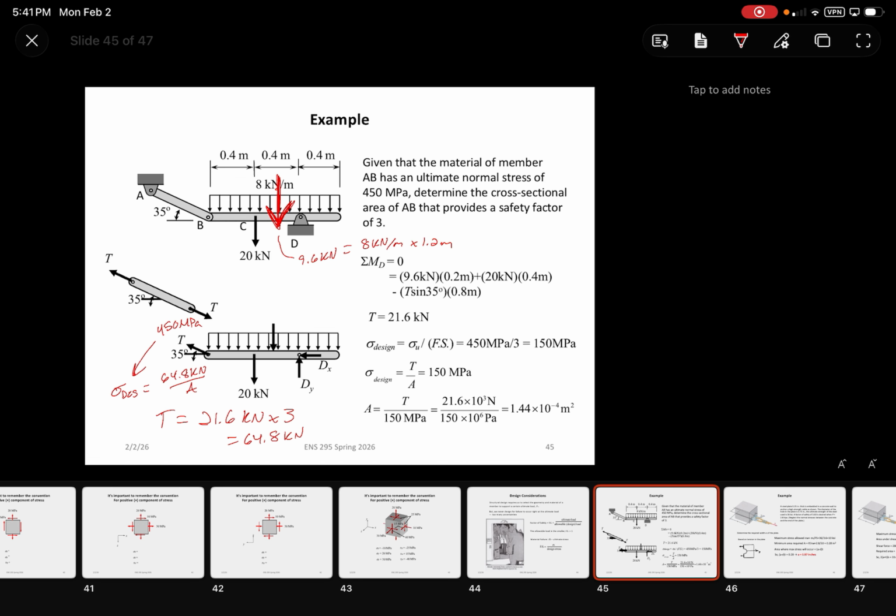Right. And then when you take moments, are you the one that didn't take the statics course? See me after class because I've got to ask you something.